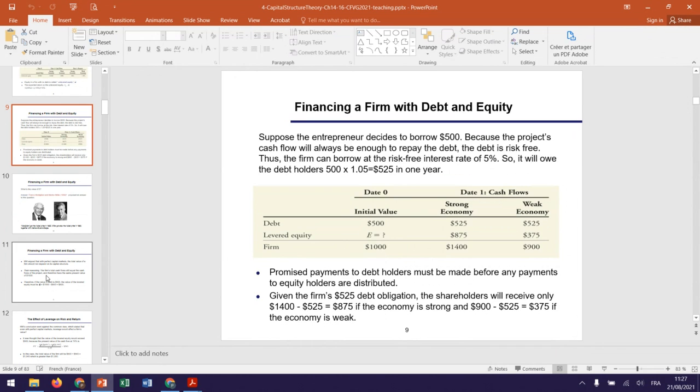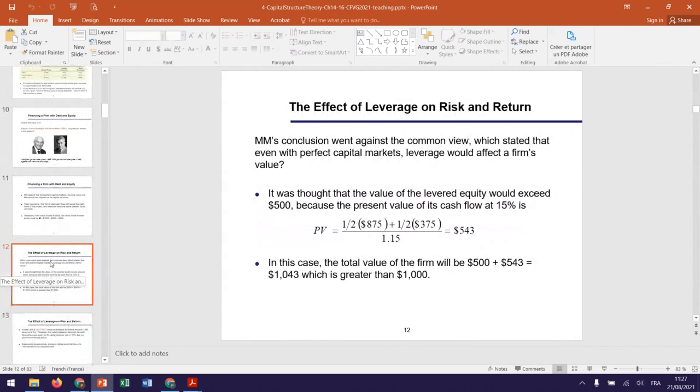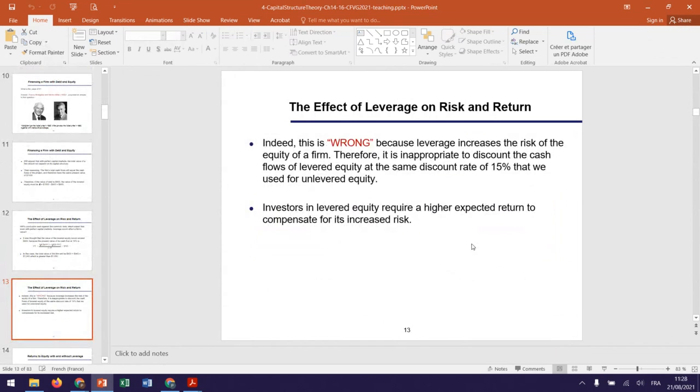Okay, what you have done is wrong. The calculation that has been made here is wrong because leverage increases the risk of the equity of a firm. Therefore, it is inappropriate to discount the cash flow of levered equity at the same discount rate of 15% that we use for unlevered equity. Investors in levered equity require a higher expected return to compensate for its increased risk. Let's prove together what risks they take.